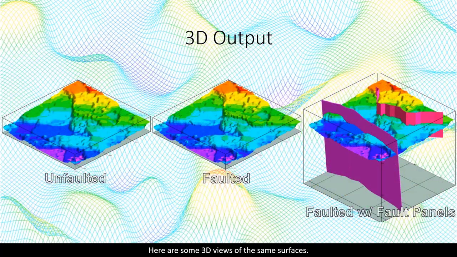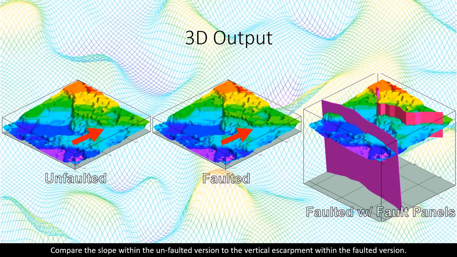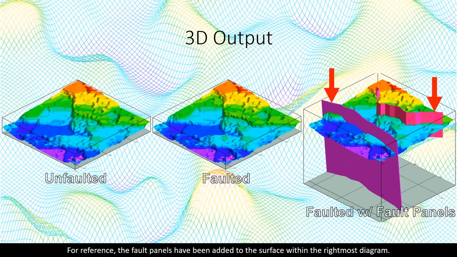Here are some 3D views of the same surfaces. Compare the slope within the unfaulted version to the vertical escarpment within the faulted version. For reference, the fault panels have been added to the surface within the rightmost diagram.